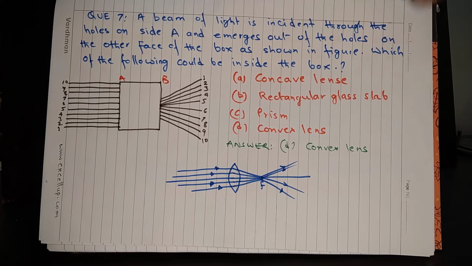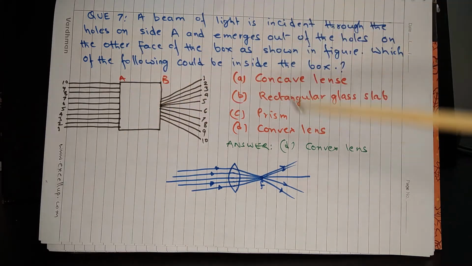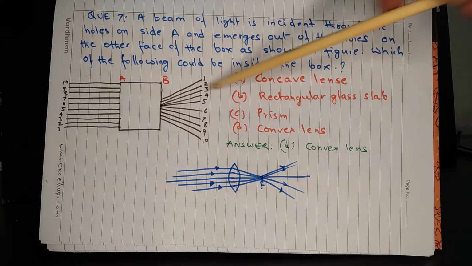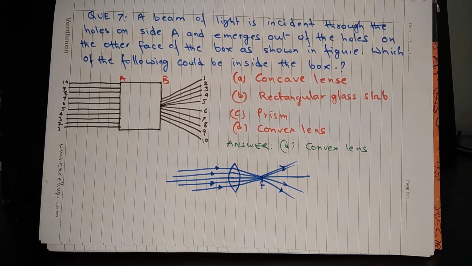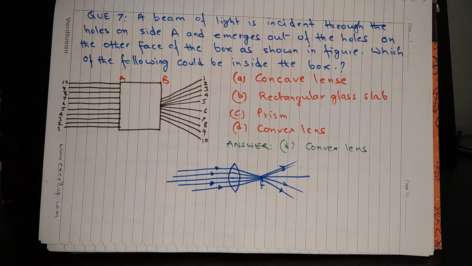Question 7. A beam of light is incident through the holes on side A and emerges out of the holes on side B. Which of the following could be inside the box? A, a concave lens; B, a rectangular glass slab; C, a prism; and D, a convex lens. The answer is D, convex lens.